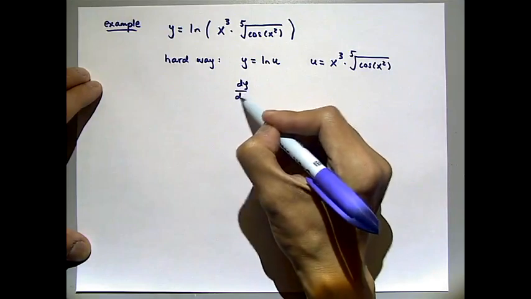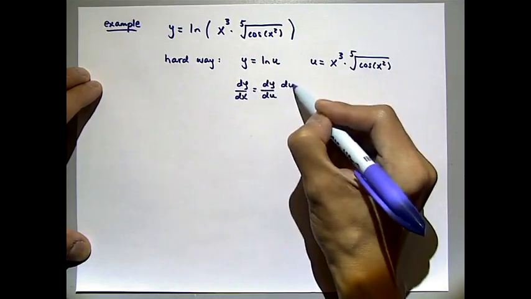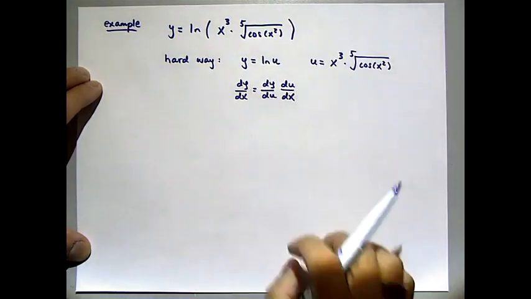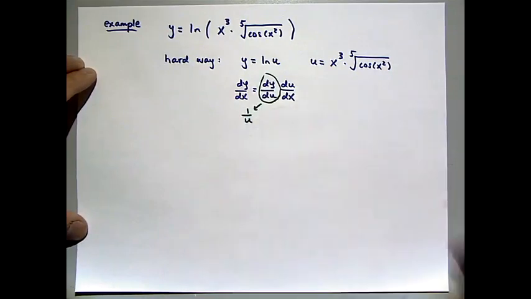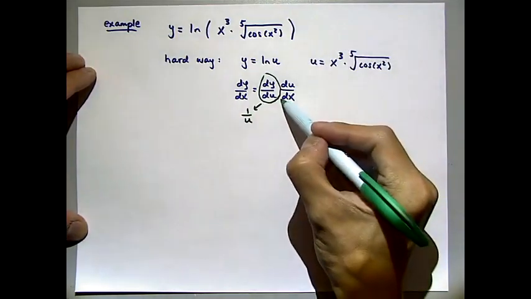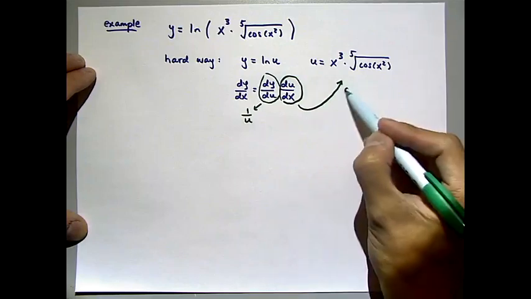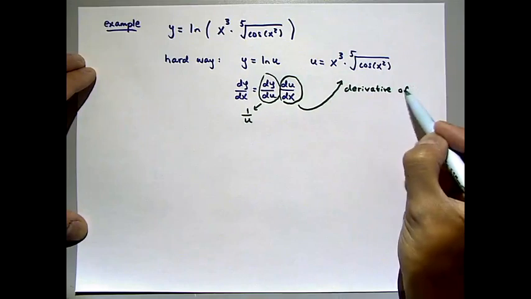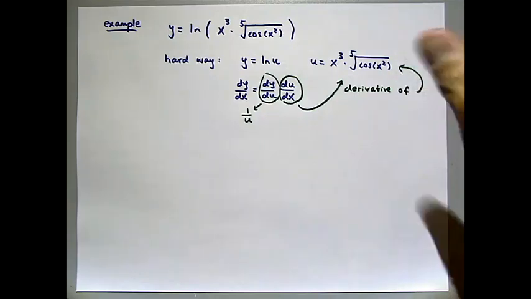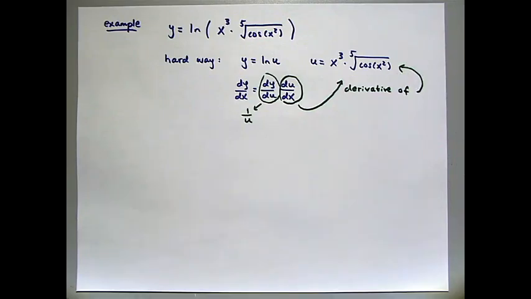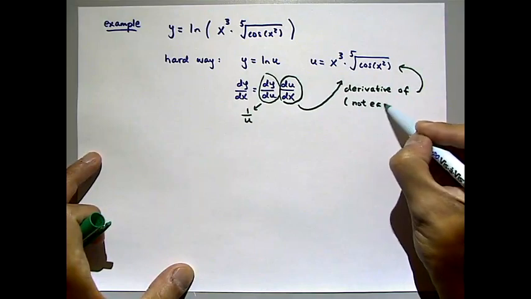Then we know dy/dx is simply dy/du times du/dx. This part is not hard. That's just 1 over u, right? Because y is ln of u, so dy/du is 1 over u. Now it's du/dx that's going to be a problem. The derivative of this, you can use the product rule and then the chain rule all over the place. It's not impossible to do, but that's going to slow you down. So nothing really wrong here. It's just a pretty cumbersome thing to handle. I'll just say it's not easy to do.